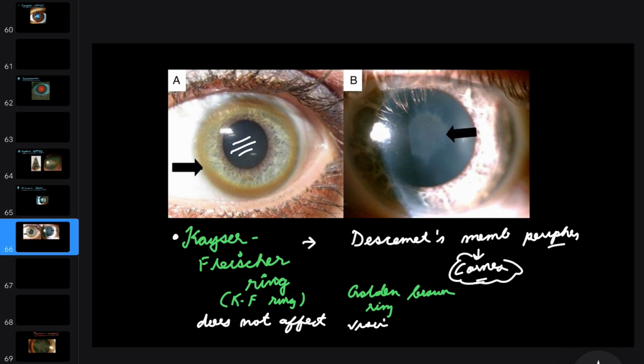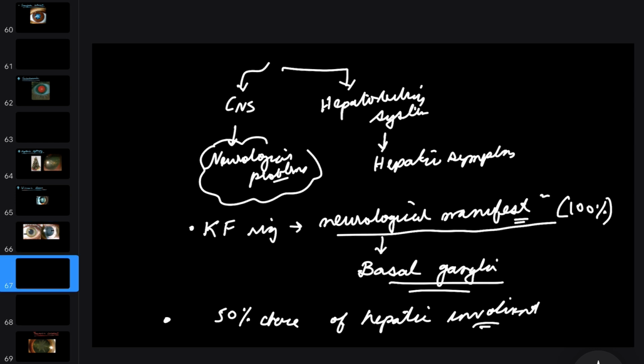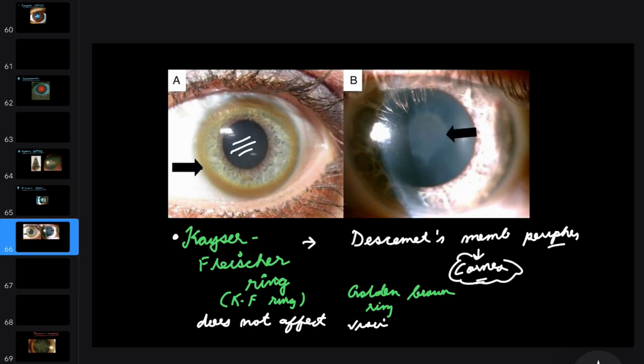Done. Now, another interesting thing is that the Kaiser-Fleischer ring being brownish in color, it is difficult to appreciate it in people who have a brown colored iris, right? Brown or dark colored iris, it is difficult to appreciate that. So Asian people, Indian people, it will be difficult to appreciate them. But in a light colored iris, often it is easier to appreciate a Kaiser-Fleischer ring.